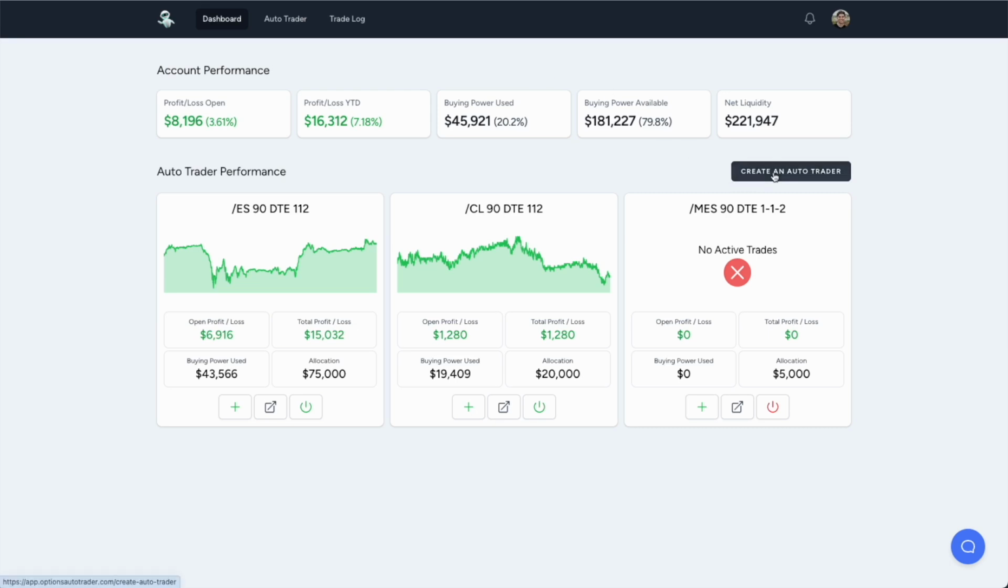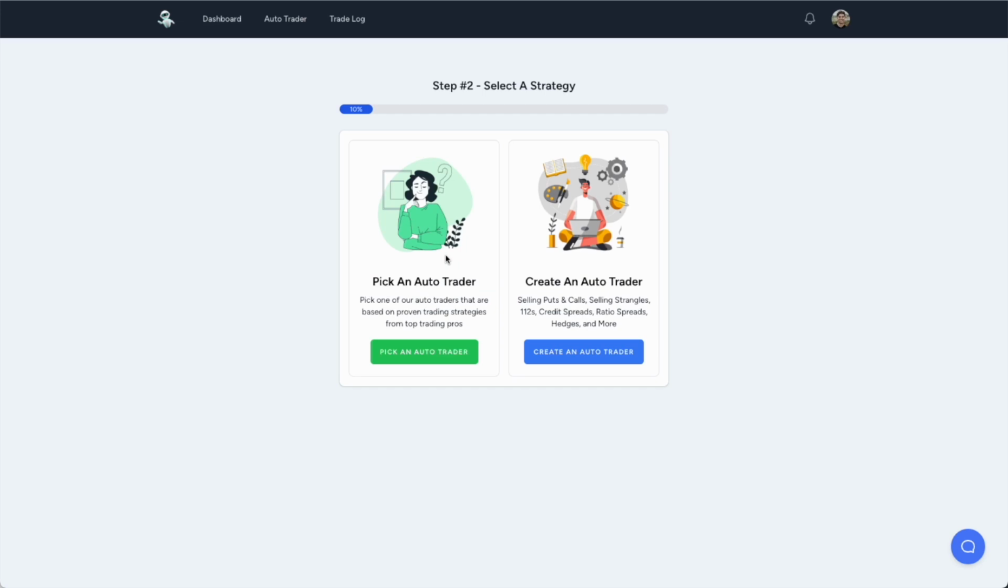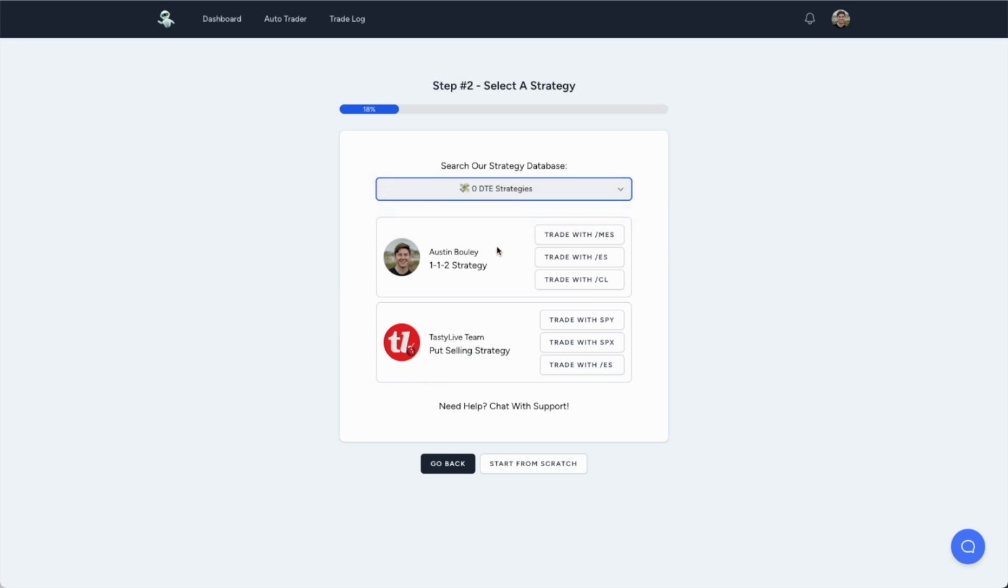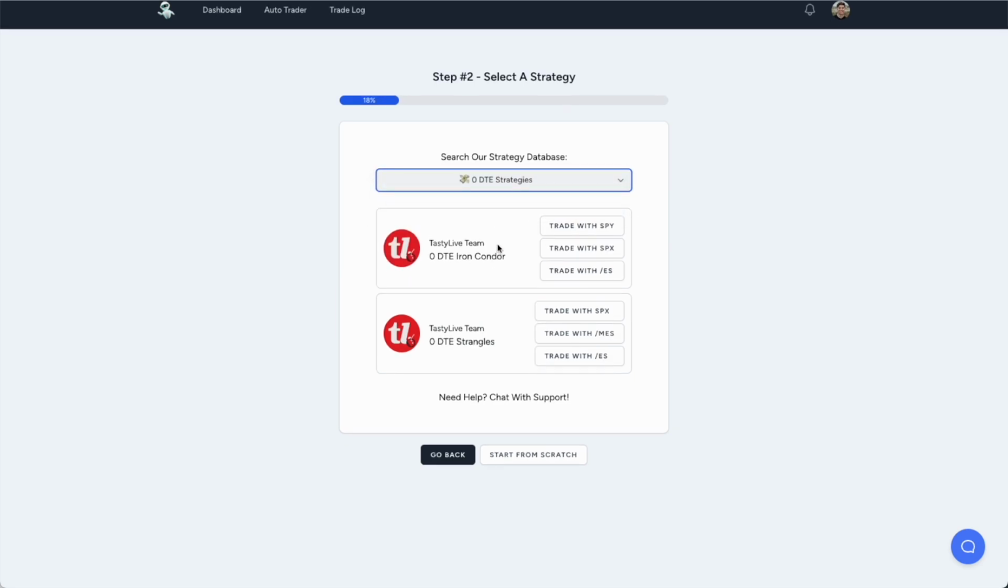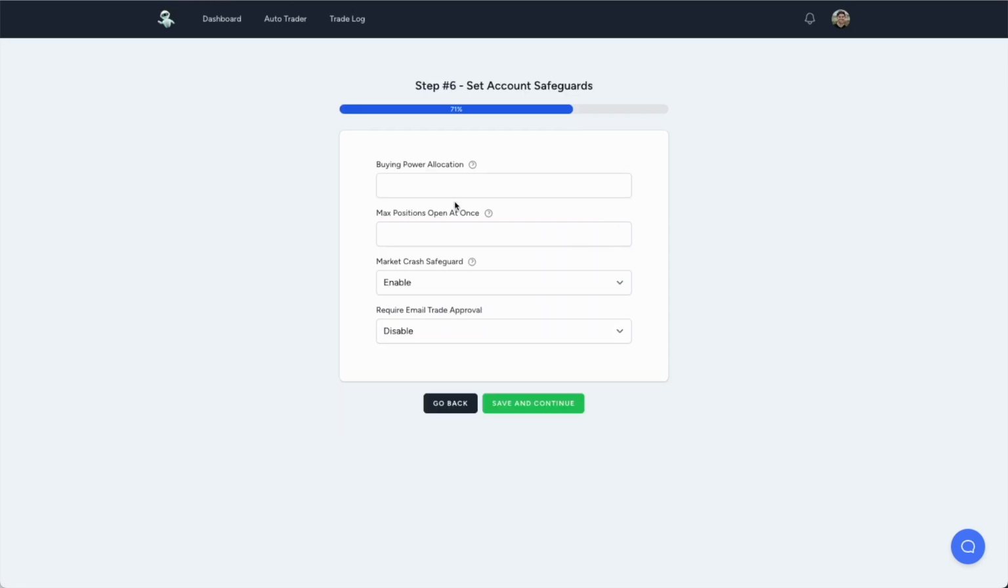So again, just click on create an auto trader. Connect your account. Obviously, you know that we can create an auto trader from scratch, but I'm just going to go pick one because we have a list of zero DTE strategies based on Tasty Live's data. So you have the zero DTE iron condor, the zero DTE strangle. Again, I like defined risk for zero DTE, so we're going to go this one. And then again, I get to pick what I want to trade with. SPX is the best thing to do it with, so I just click SPX. Now it's preloaded all the best practices for us.